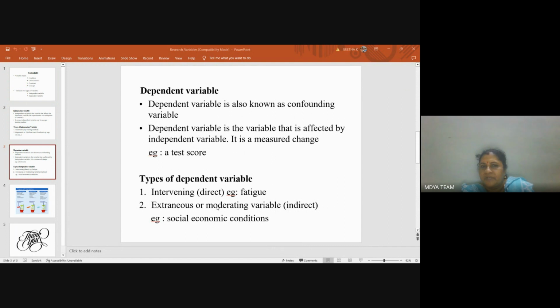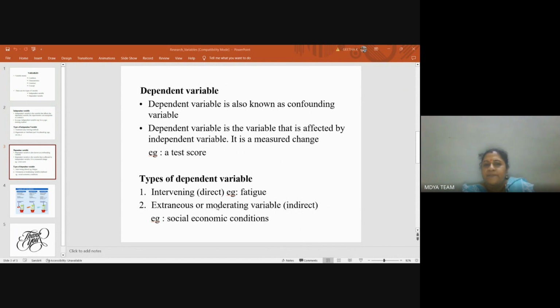When it comes to the dependent variable, this is also known as a confounding variable, because it is not independent. It is manipulated and controlled by another variable. That is why they call it a confounding variable. A dependent variable is a variable that is affected by the independent variable, and it is measured to change naturally. As in our readings, whether they have constant practice or do not practice, the readings will not be constant; they keep changing.